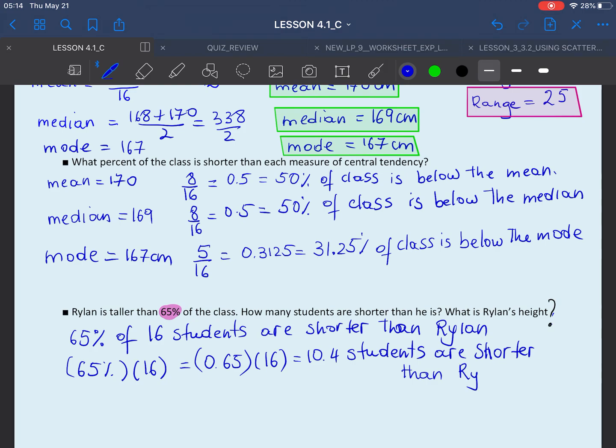Now, it doesn't make any sense to say 10.4 people, because what's a point for a person? So in this case, we're going to have to round down, not only because this is a decimal that has the first number here less than 5, but also because it makes more sense from the practical view of it. We're going to round this down to number 10. So 10 students.